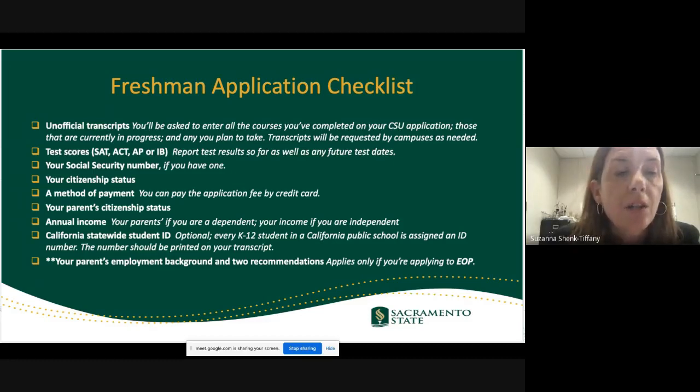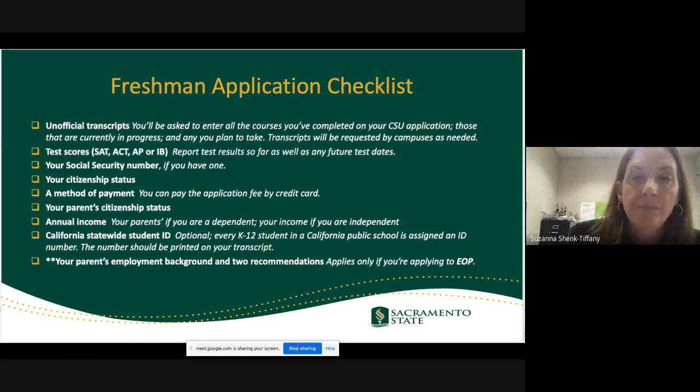The other thing is you're going to need your California statewide student ID number. Does anyone know where? Oh, actually, it's written on here. I was going to try to test you guys. This number is on your transcript, okay? And I think on your transcript, it just says CSIS number. So that's your state ID number. You will need that. If you're going to be applying to the EOP program, then you have a few other questions you're going to have to answer, and we'll talk about that in a little bit.